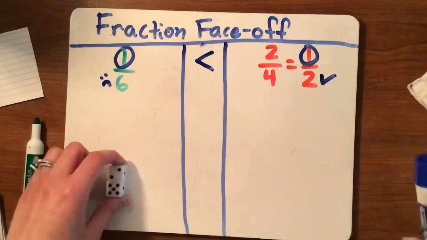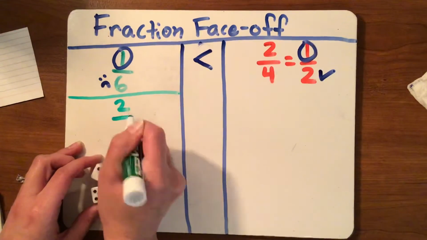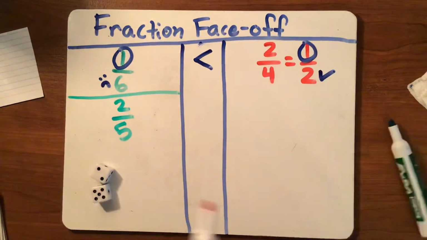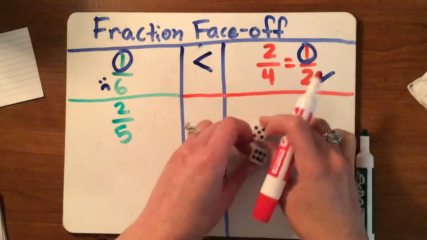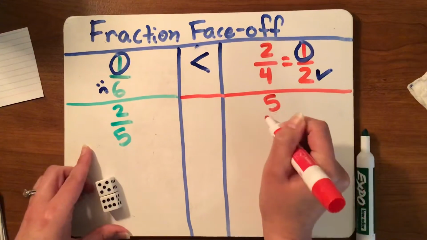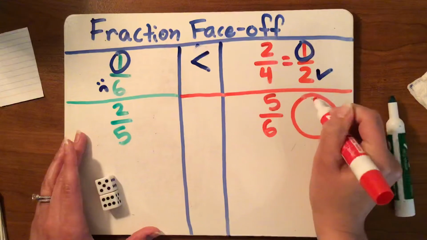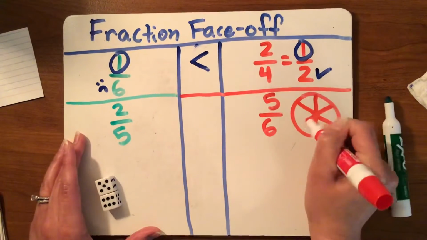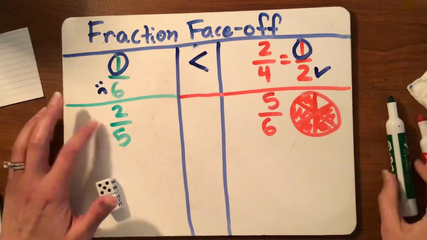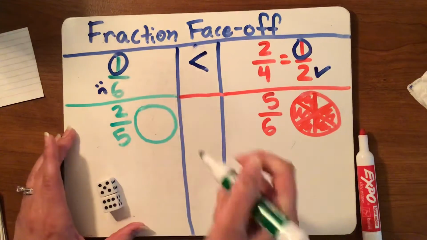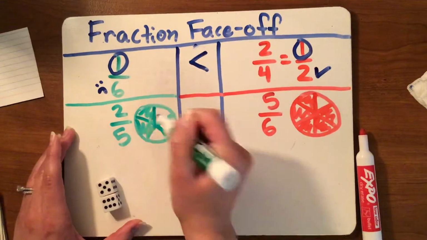I have a 5 and a 2, so my fraction has to be 2/5. Player 2 has a 5 and a 6. Ooh, we might have to draw a picture to go with this. So 5/6. And I like to do circles, they're easiest to cut up. I would shade 5 because 5 is my pieces, 6 is the whole. And then 2/5, I'm going to try to draw the same size circle, cut it into 5, which is like a star, and shade 2.